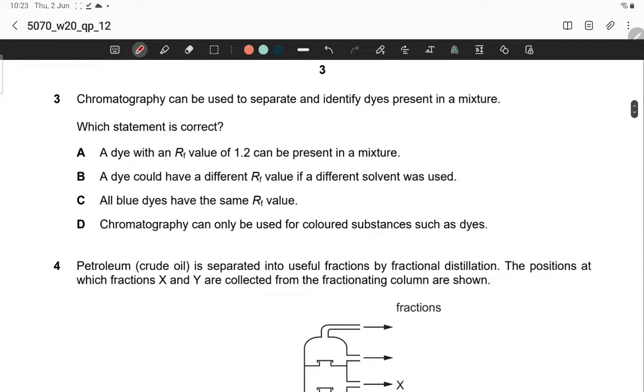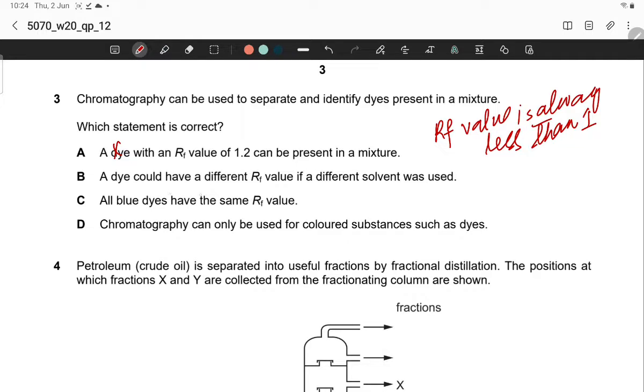Question number 3. Chromatography can be used to separate and identify dyes present in a mixture. Which statement is correct? A dye with an RF value of 1.2 can be present in a mixture. RF value is always less than 1. So this statement is incorrect.